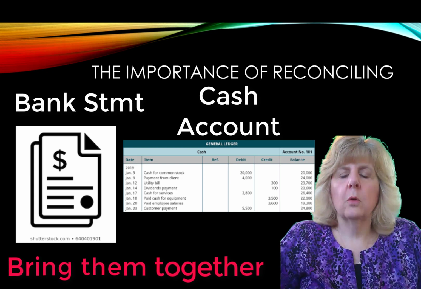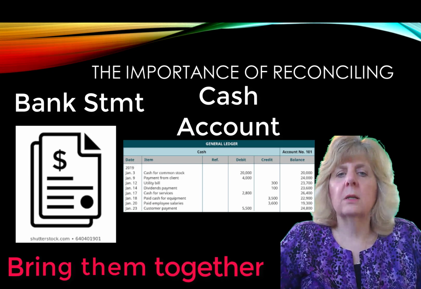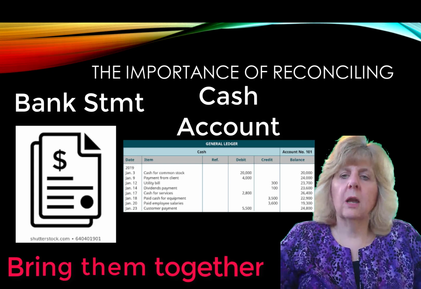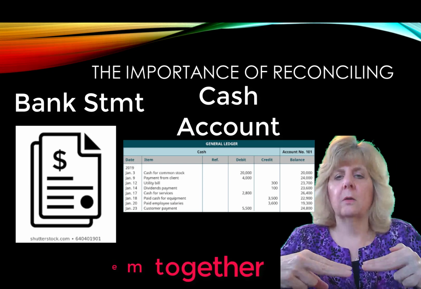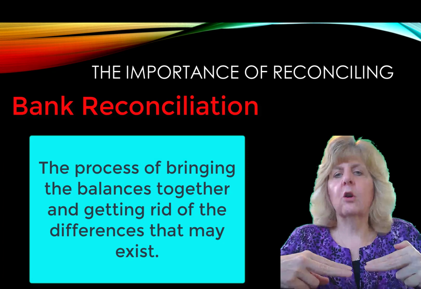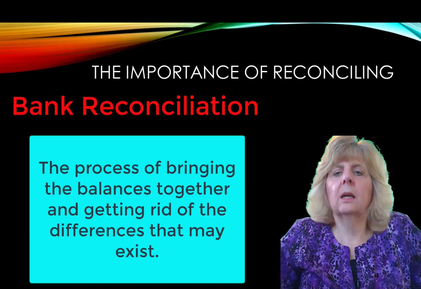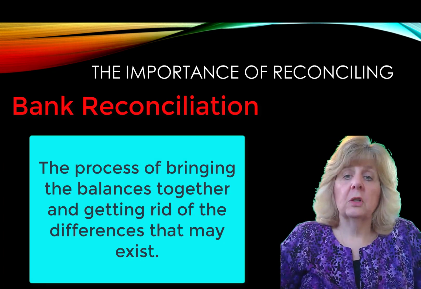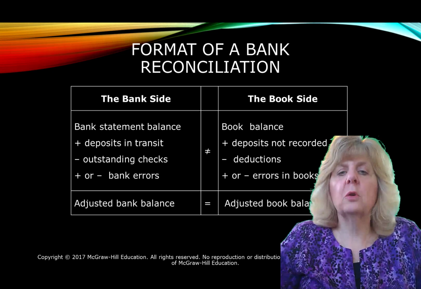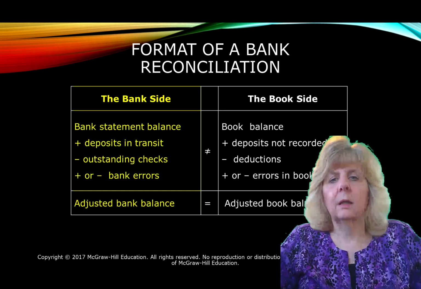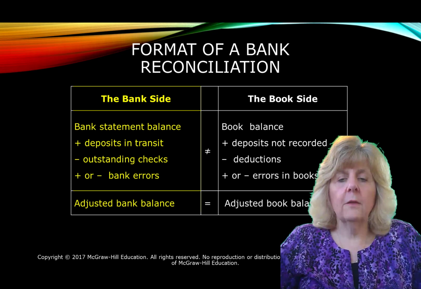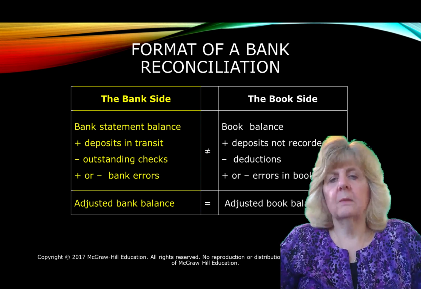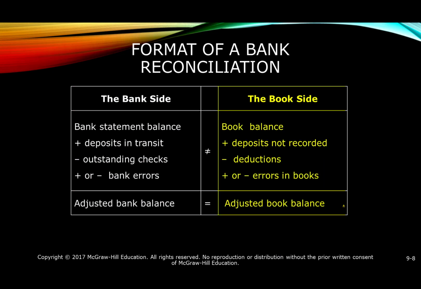Wherever it is where you're recording your cash transactions, our goal is to take those book records and bring them together with the bank records. This is the process of creating a bank reconciliation. As you saw in class, there are two sides to the bank reconciliation. There is the bank side, and on the opposite end of the spectrum are the books.